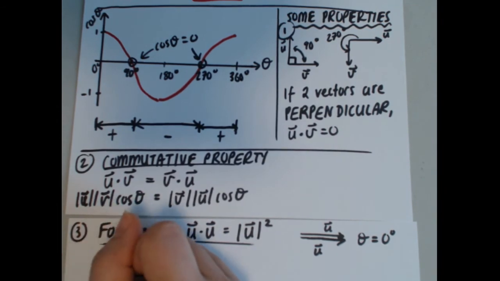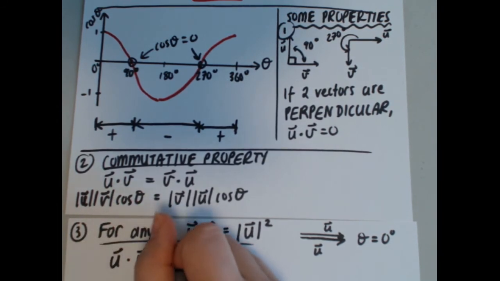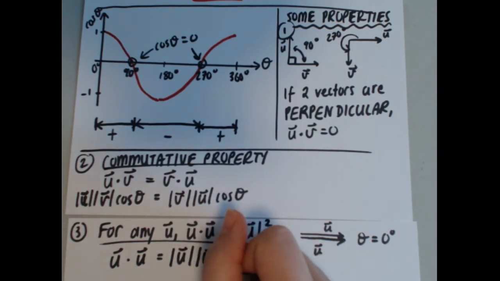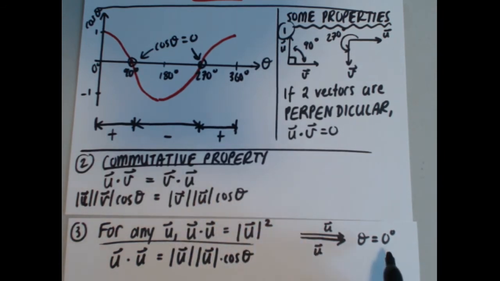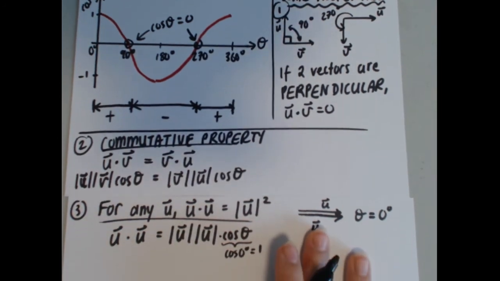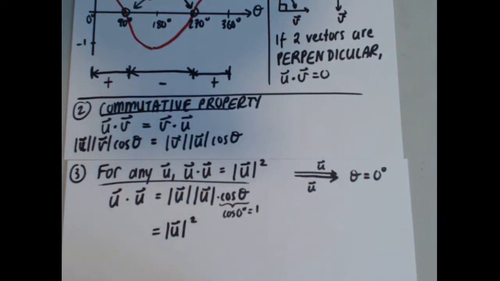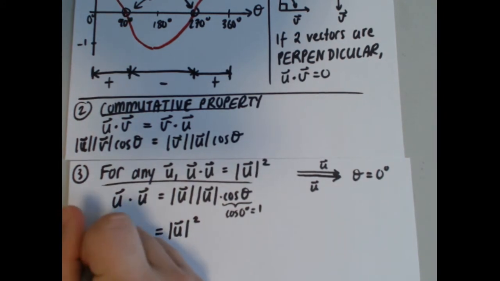So using the definition of the dot product, u dot u is equal to the magnitude of u times the magnitude of u times cosine of theta. Now, cosine of 0 degrees is 1, right? So all you're left with is magnitude of u times magnitude of u times 1. So then I'm left with magnitude of u squared. So that's where that comes from. The last property is called the distributive property.